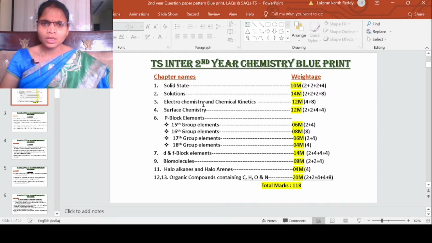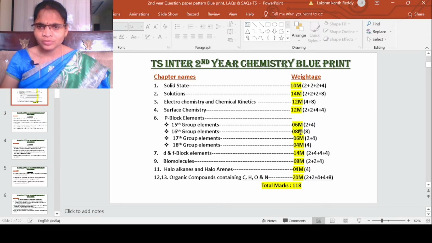Electrochemistry and chemical kinetics have 12 marks weightage. They will give 1 short answer and 1 long answer. Surface chemistry has 12 marks weightage. They will give 2 VSAQs and 2 short answers. P block elements, 15th group elements have 6 marks weightage. They will give 2 plus 4. For 16th group elements, they will give a long answer, 8 marks weightage.